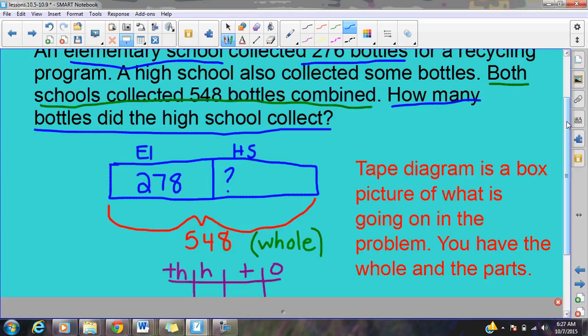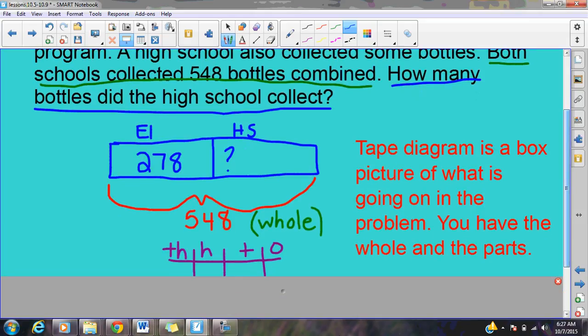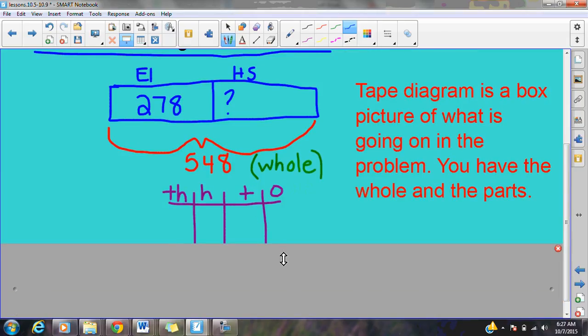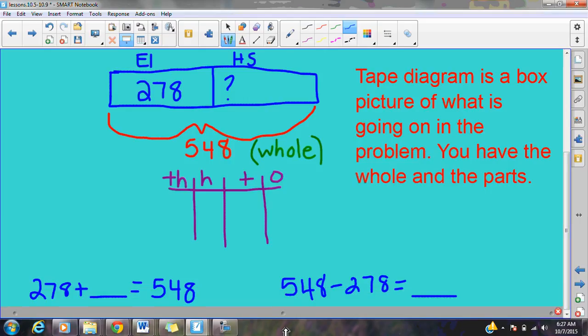Now, what's an equation I can write to help myself? Well, I know that 278 plus something is going to give me the answer to 548. So I wrote a little equation here on the bottom. It says 278 plus blank equals 548. How can I figure that out? By subtracting, because these are related facts, and related facts will help you figure out the missing parts. So 548 minus 278 will give me the answer.